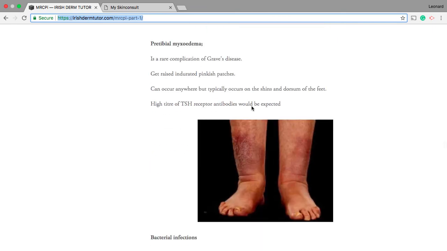And then pre-tibial myxedema quickly is a rare complication of Graves' disease. It tends to occur when you have a high titer of TSH receptor antibodies, and you can get these raised indurated pinky patches on the shins and on the dorsum of the feet, but they can occur anywhere.